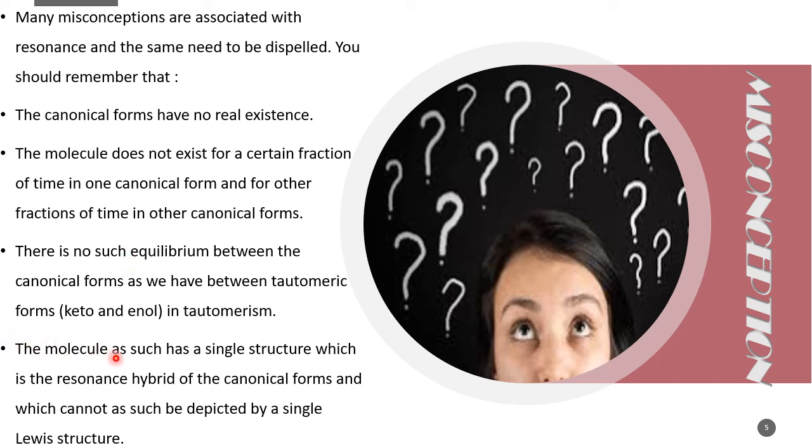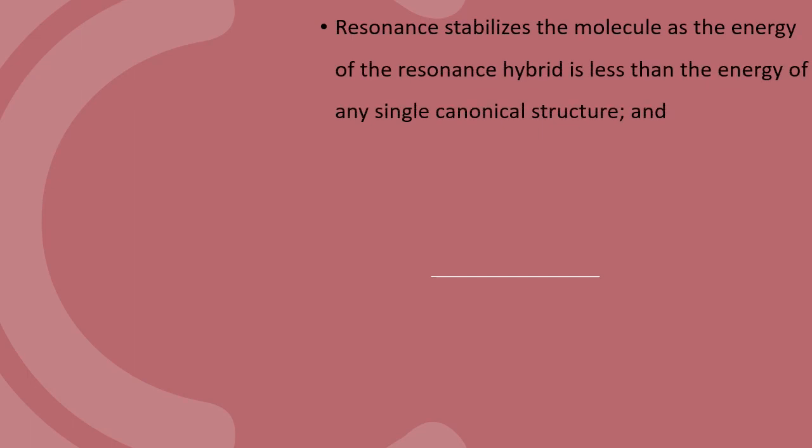So the molecule has a single structure. What is that structure? The resonance hybrid, that only exists. Other forms will not exist. The canonical forms cannot as such be depicted by a single Lewis structure. Okay, good. Now we will go for the final conclusion.